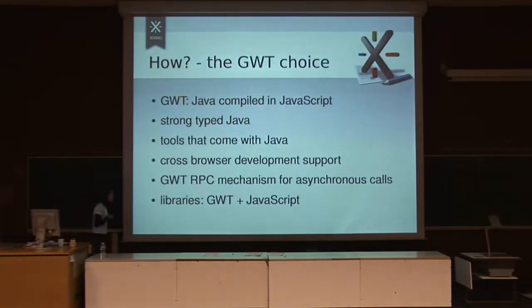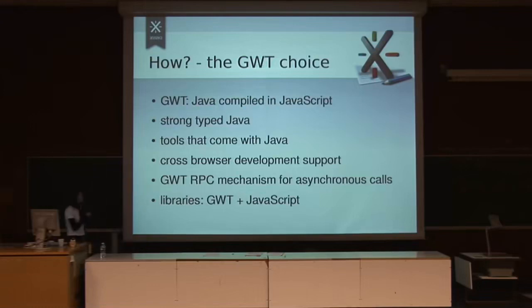So, how did we do our nice editor? We did it in GWT. Why did we do it in GWT? For those who don't know what GWT is, it's Google Web Toolkit. It's a framework for developing JavaScript applications in Java from Google, which basically compiles Java into JavaScript code. So all the coding you do in Java is compiled into JavaScript, browser-independent, cross-browser compatible code.